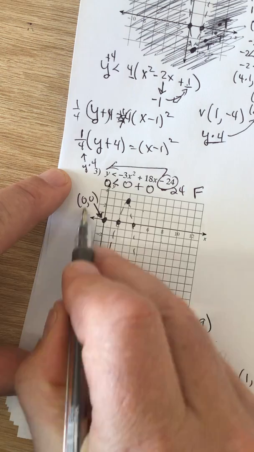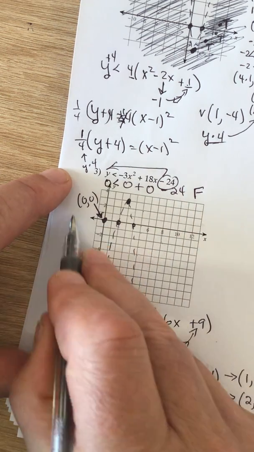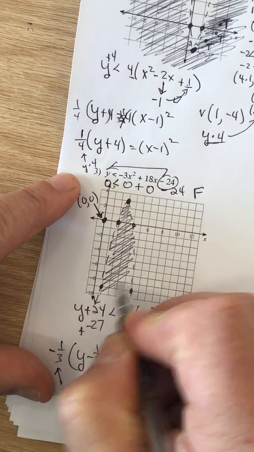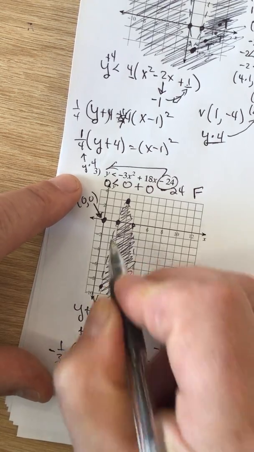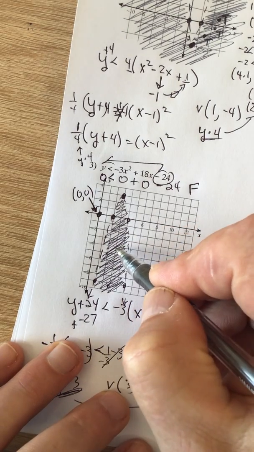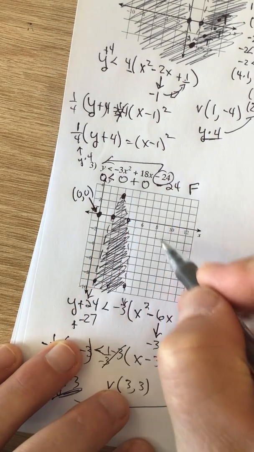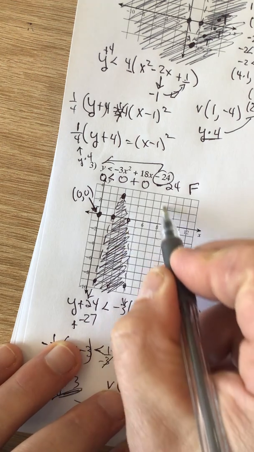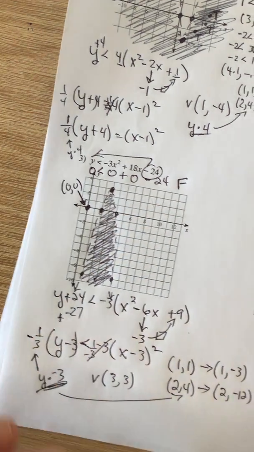That means all of its neighbors are false. So all of the outside is false. That means all of the inside is true. We're always trying to shade the true side, so we're shading the true. All of these dots in here work. All of these dots out here do not work. All of these dots make it true. All of these dots make it false.